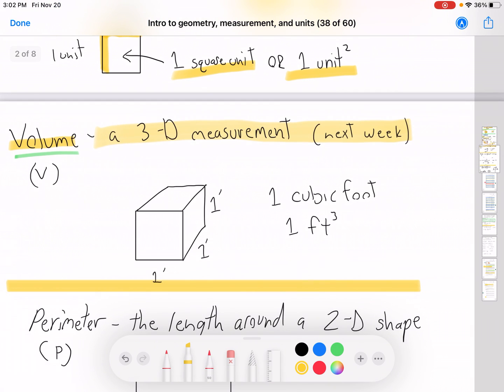But for example, if I had a cube which was 1 foot wide, 1 foot deep, 1 foot tall, then the volume of this would be considered 1 cubic foot, or 1 foot cubed.